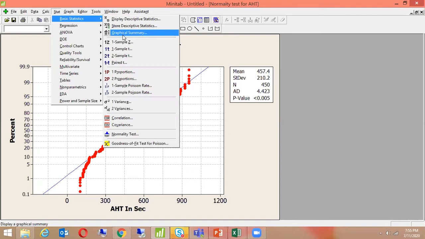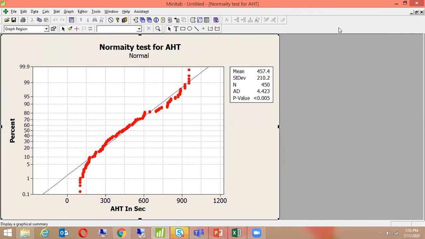So that is the histogram. That is the normality distribution that we have covered along with the histogram, which helps you to look at whether the data is normally distributed or not normally distributed. What is 4.423? Yes. Okay, this is an AD value.